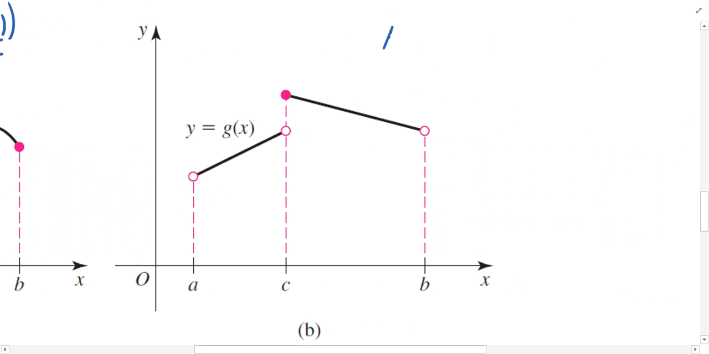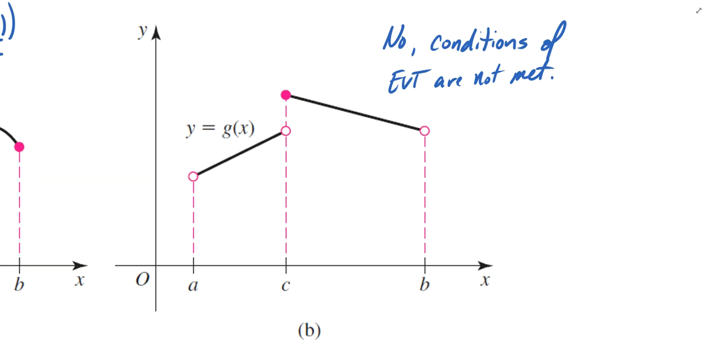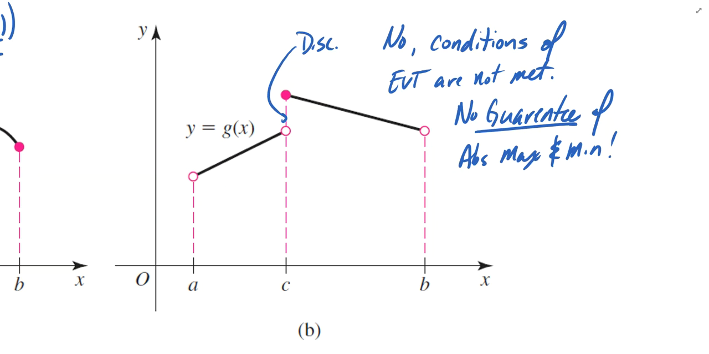In this particular example, the conditions for the EVT are not met. The interval is not really closed because of the open endpoints on the left and right-hand side, and there's also a point of discontinuity. So without this being continuous and without the bounded endpoints, this does not meet the EVT. Therefore, there's no guarantee of extreme values, of an absolute maximum and absolute minimum.